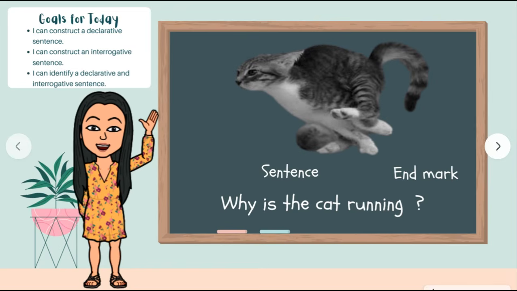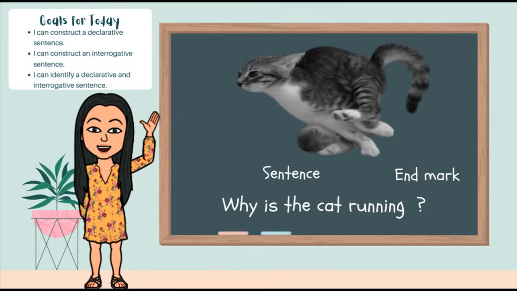If you look at this sentence, this is an interrogative sentence. It is asking a question about the picture. Why is the cat running? It starts off with a capital letter and it ends with a question mark. It is asking about this picture. So that makes it an interrogative sentence.